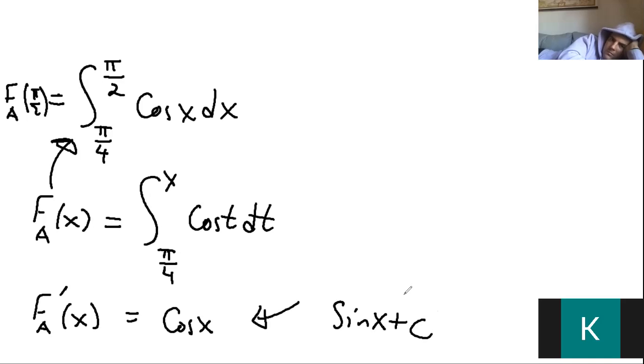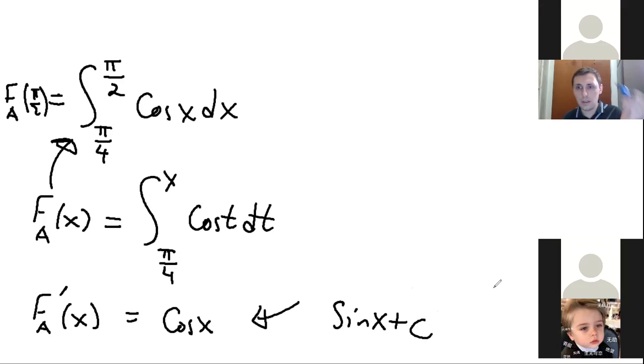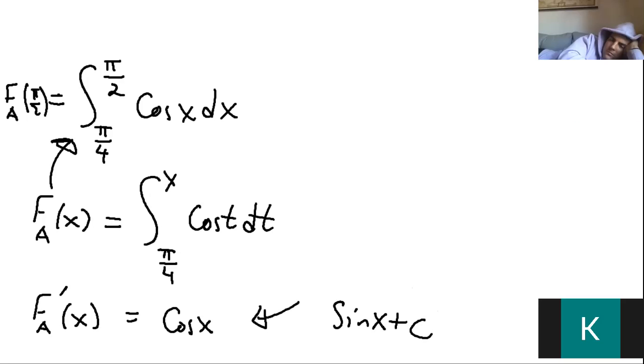Because if the derivatives are the same, it means that the curves that I'm tracing are parallel. Remember, right? Because if the derivatives everywhere are the same, we have parallel curves. Yes?